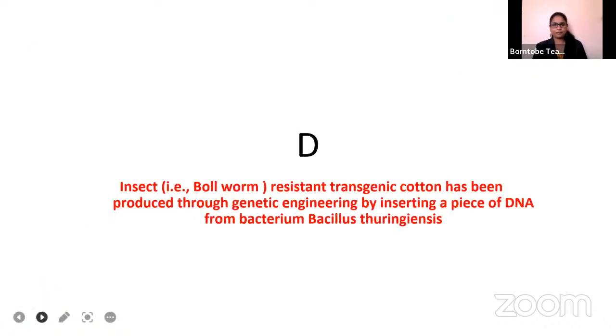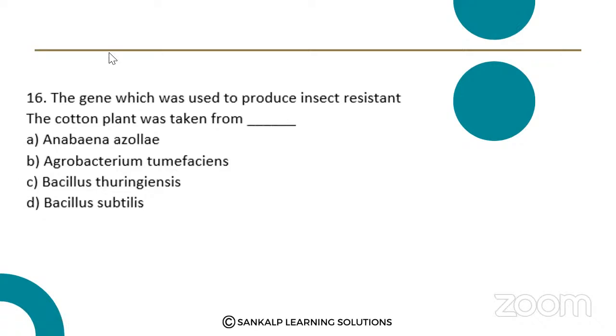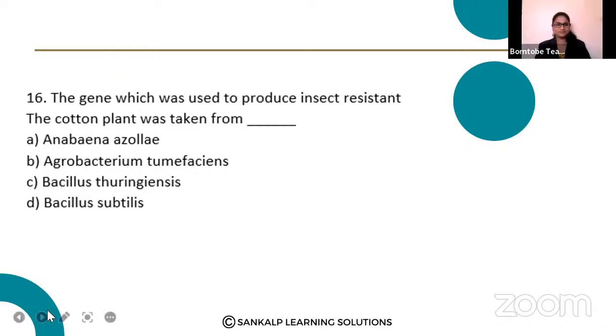16th question. The gene which was used to produce insect-resistant cotton plant was taken from, now they are asking which organism. A. Anabaena azollae, B. Agrobacterium tumefaciens, C. Bacillus thuringiensis, D. Bacillus subtilis. Option C, ma'am. Option C. Okay. So option C, that is Bacillus thuringiensis, is the right answer.